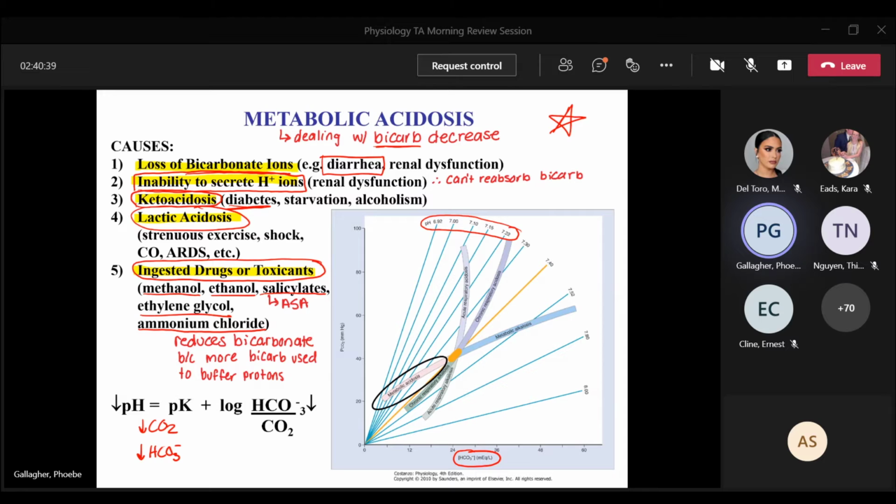Okay, I guess that's all. Keep in mind that all of these decrease bicarb. If you have an inability to secrete proton ions, the reason why bicarb decreases is because more bicarb is going to be used to pick up these proton ions. And so you're effectively removing bicarb in that sense because you're converting it to carbonic acid. So that does lead to a bicarb drop. You can think of it that way if that's a little bit confusing. So all of these are going to lead to a drop in bicarb.